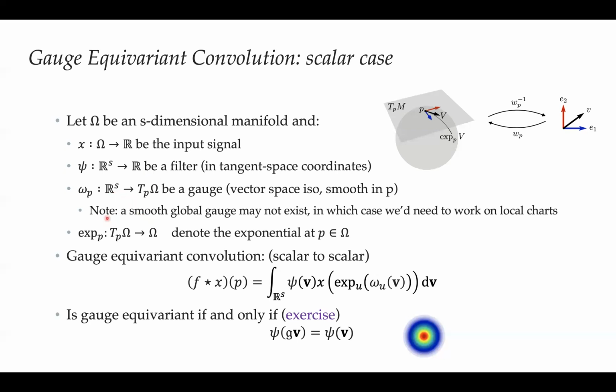And this is the cautionary note again that a smooth global gauge may not exist, but we'll ignore that for now. And we have again our exponential map that maps the tangent plane to the manifold. Then we can define a gauge-equivariant convolution like this. We integrate over the tangent plane, or rather over the coordinates of the tangent plane, the filter at that value times the signal at the point that we get to by shooting a geodesic from p.